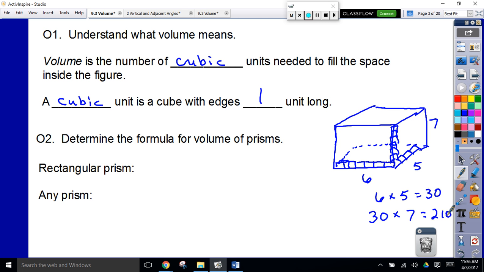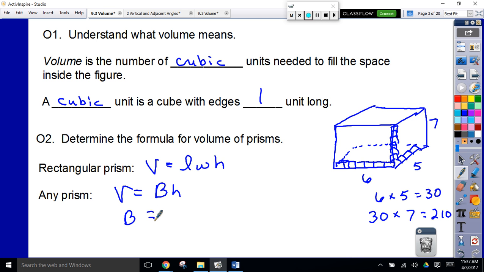So the formula for volume of a rectangular prism is really easy. You just take the length times the width times the height. That's it. Very simple. Multiply all 3 dimensions. For any prism, what we did with this rectangular prism is we found the area of the base by multiplying 6 times 5, and then we just took that base and multiplied it by how tall it was. So for any prism, all you have to do is find the area of the base and multiply it by the height.